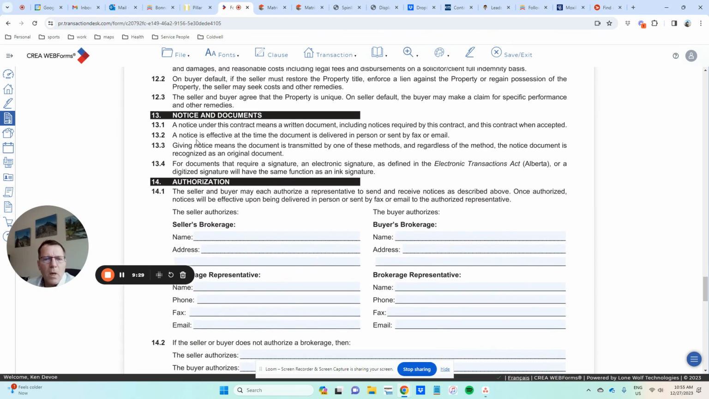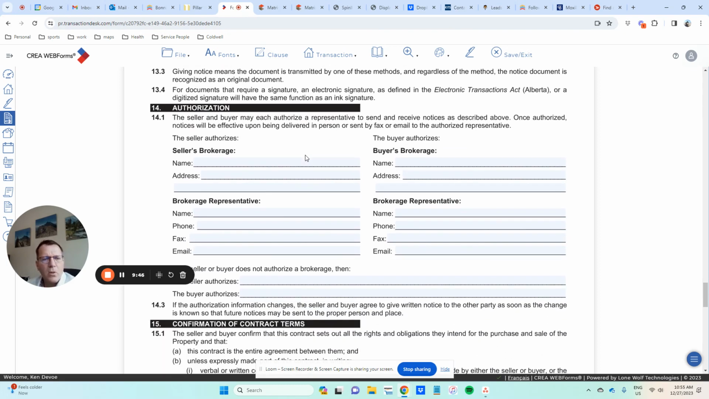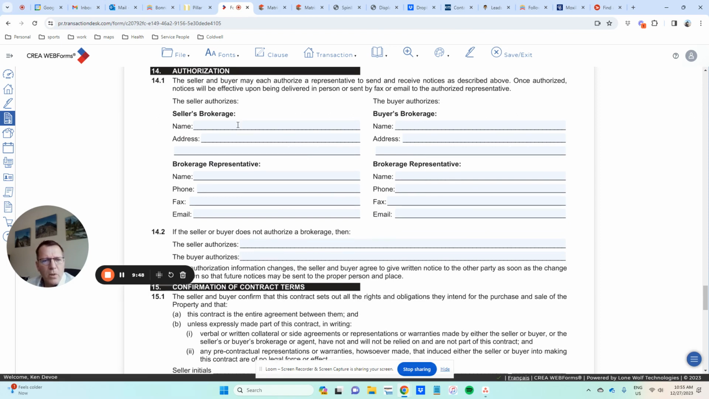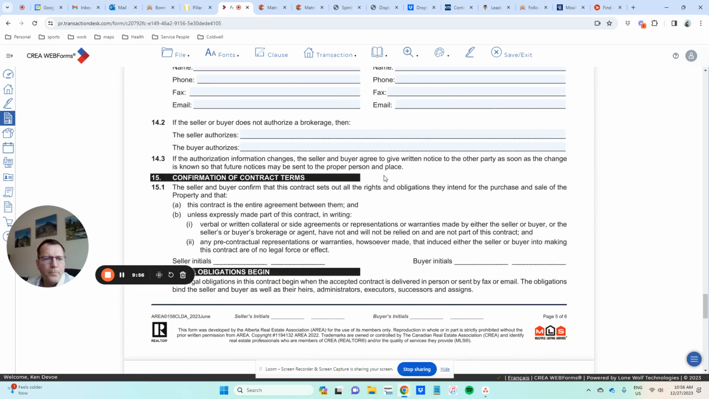Notice and documents, everything has to be in writing. So if it's not in writing, then it doesn't exist. And anytime we give notice on a condition, meaning we're happy with our financing or not happy with our financing, that's called a notice. Authorization. The seller's brokerage is the listing company. It goes all in here. And then the buyer's brokerage is me, and all my information would go there.